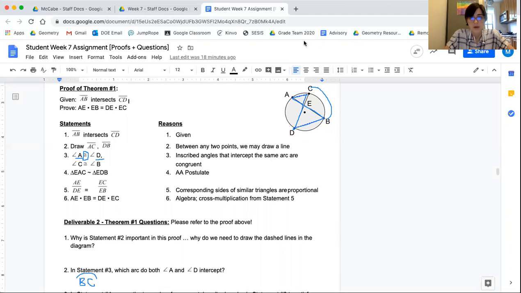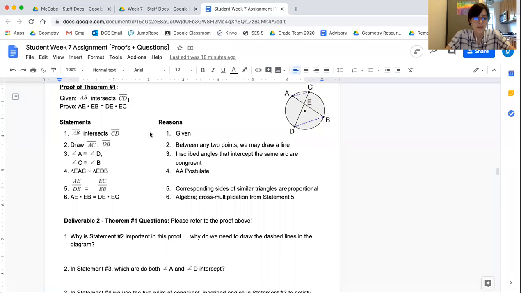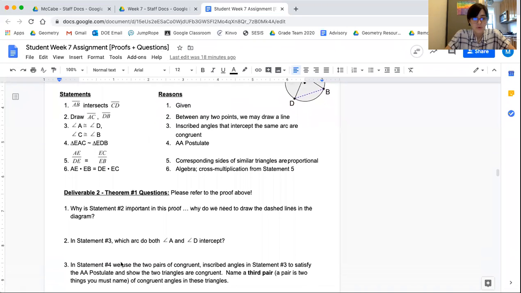Okay. All right, there are 2 more questions here that we'll look at together for this theorem. In statement 4, we use the 2 pairs of congruent inscribed angles in statement 3 to satisfy the AA postulate and to show the 2 triangles are similar. Name a third pair, a pair is 2 things you must name, of congruent angles in these triangles.